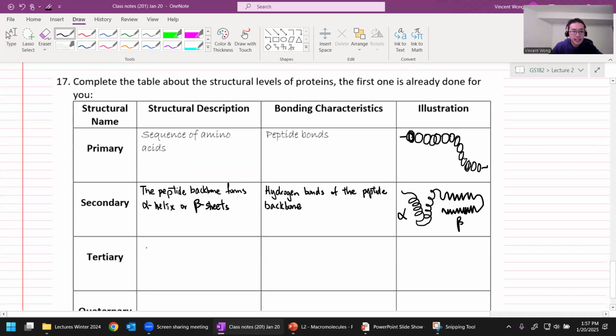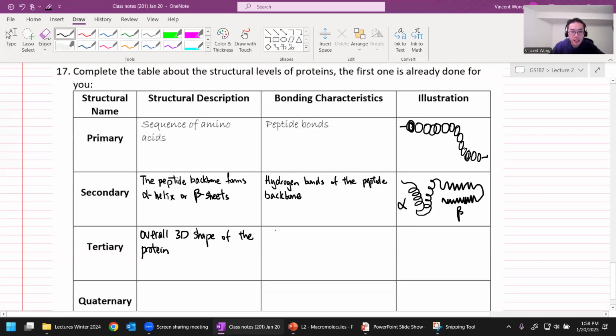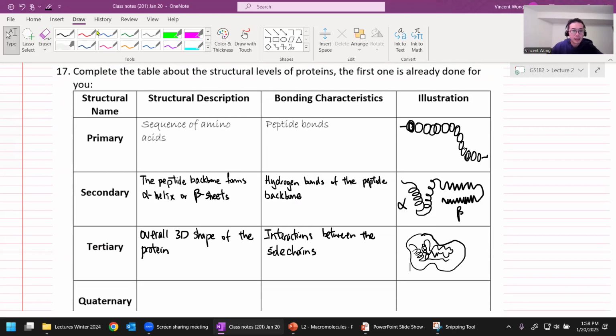Tertiary. Okay. Tertiary is the overall 3D shape of the protein. What shape is it? Is it spherical? Is it globular? Is it tubular like a straw? And there are many different ways they could fold. And the bonding characteristics, what holds the 3D shape together would be the interactions between the side chains, the side groups. And again, it's going to form this three-dimensional shape with grooves in it and some bumps. And inside, it's all the structures that you have, the alpha and the beta and so on and so forth.